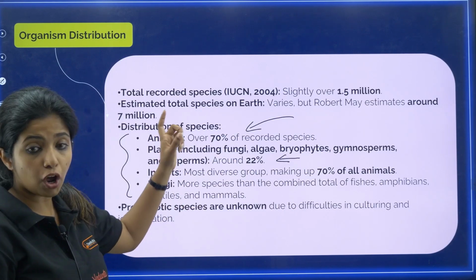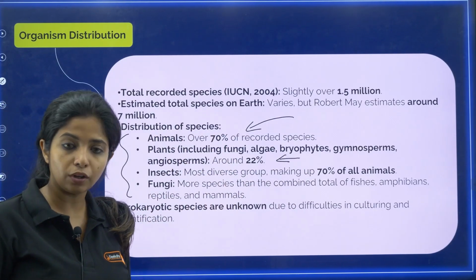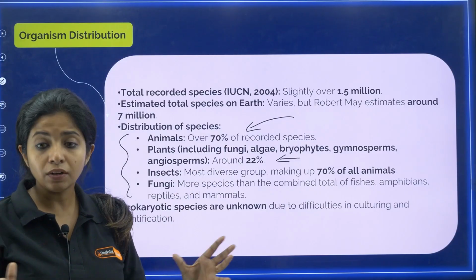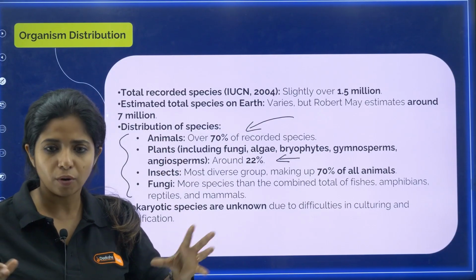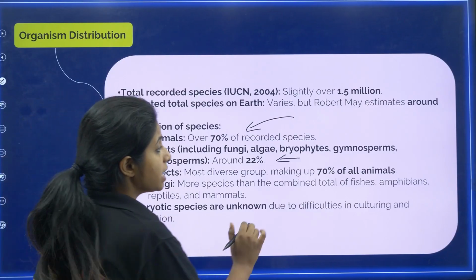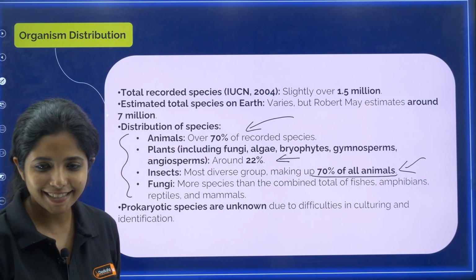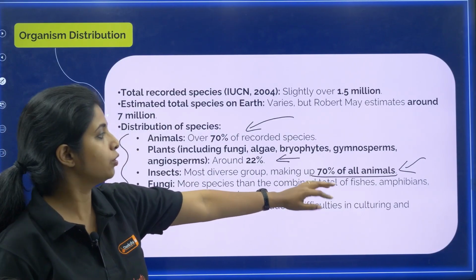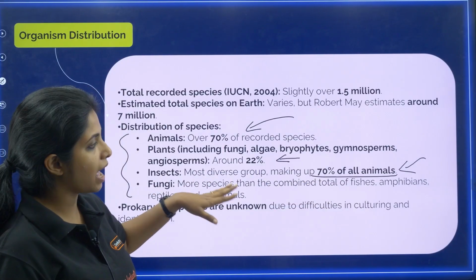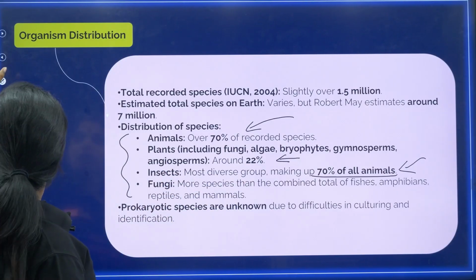Now if you talk about animals, vertebrates are there, invertebrates are there. Among invertebrates, insects are found in the most amount. In general, if you talk about animals, 70% of the organisms are basically what, my dear children? Insects. Now if you talk about fungi, more species are there than the combined total of fishes, reptiles, amphibians and mammals. Fungi also is in very high number.